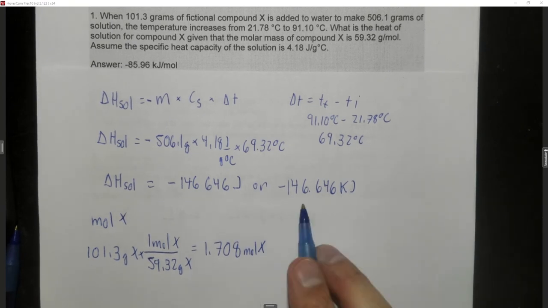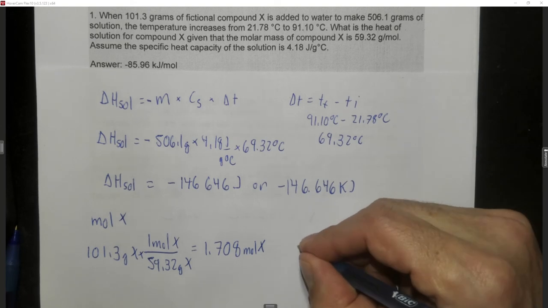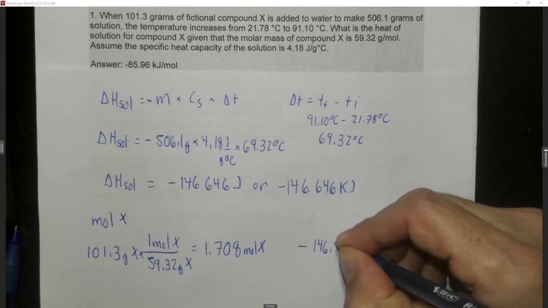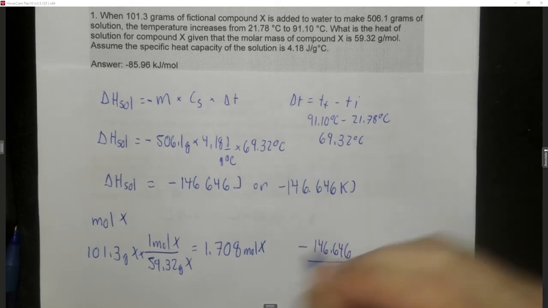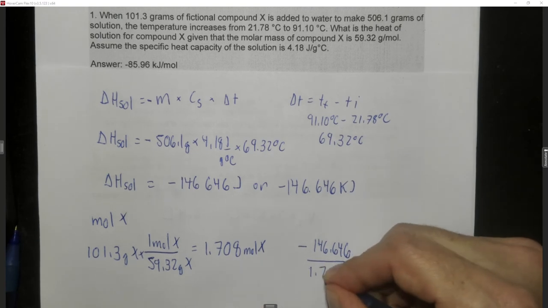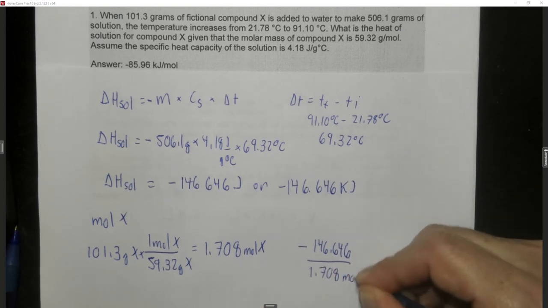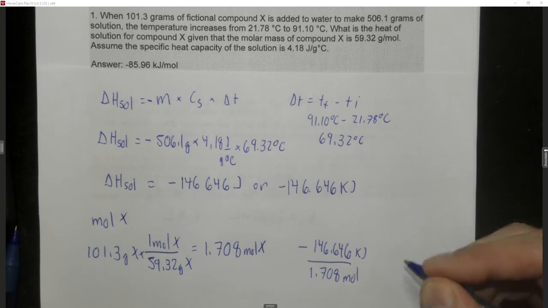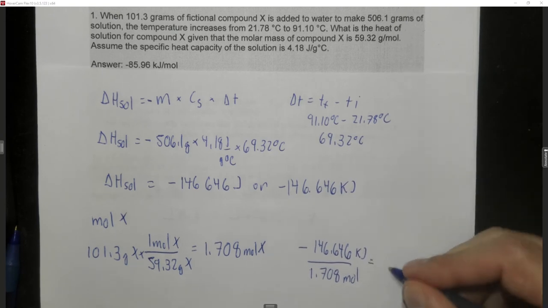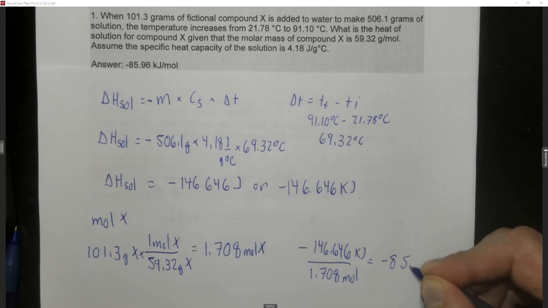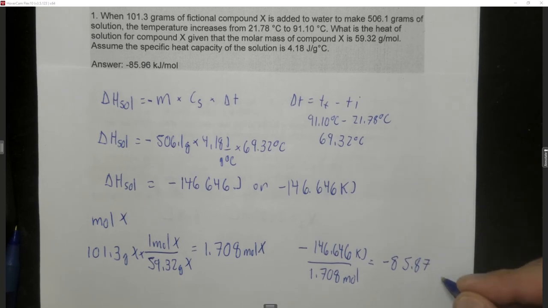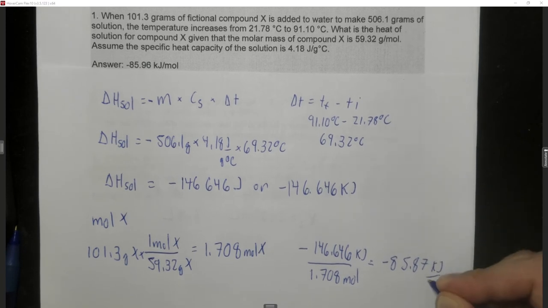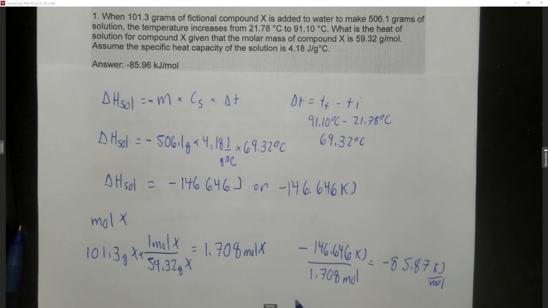Now we just need kilojoules per mole. Take the kilojoules, negative 146.646, divided by the moles, 1.708 moles. So this is kilojoules. And when you do that math, you get negative 85.87 kilojoules per mole. Now, a couple things to point out.